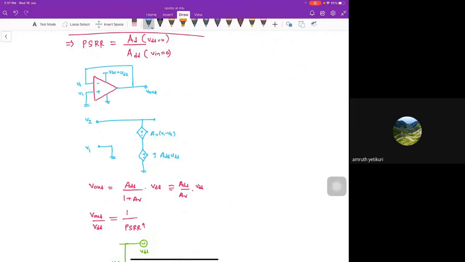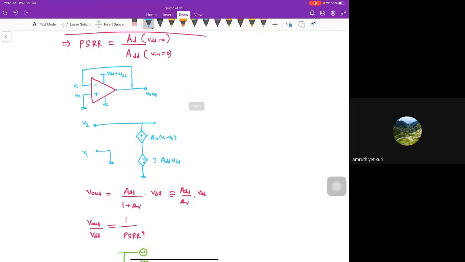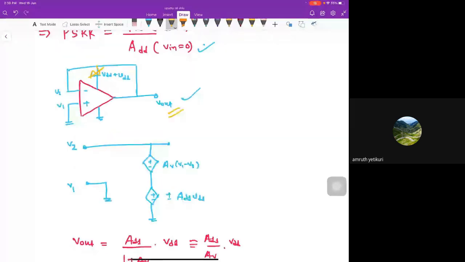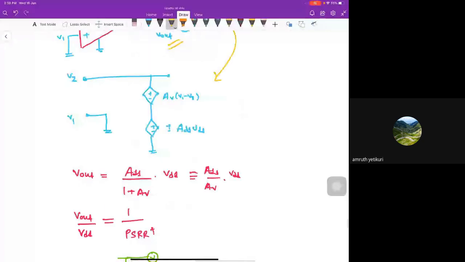Sorry. The next thing, PSRR. The PSRR is nothing but the differential gain considering VDD is 0, divided by the power supply gain considering VN is 0. That means if I apply a simple unity feedback configuration and apply a perturbation in the VDD, I will get a perturbation in the V output. This thing I have simplified here. So V output divided by VDD, I will get this expression, which is equal to 1 by PSRR plus.